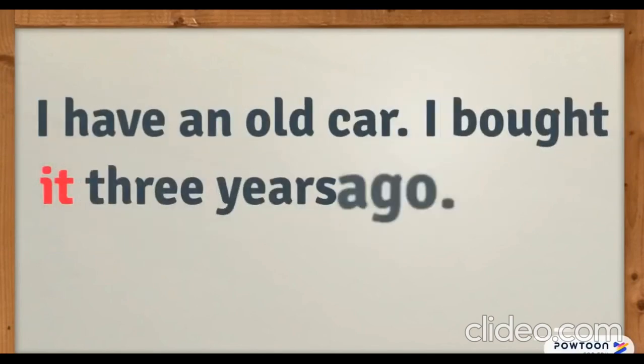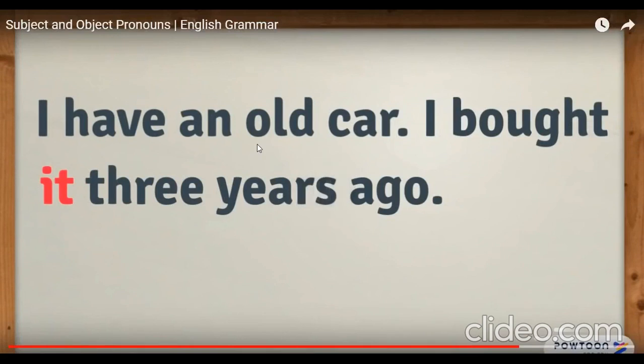I have an old car. I bought it 3 years ago. And it بمكان الأوبجكت بمكان المفعول به. كيف عرفت إنها بمكان الأوبجكت؟ نرجع للسنتنس من عند I subject، bought اللي هي irregular verb past verb. It صارت مكان الأوبجكت. اشتريتها. I bought it 3 years ago. لأن نرجع على it. It شو أشغلت مكان an old car.